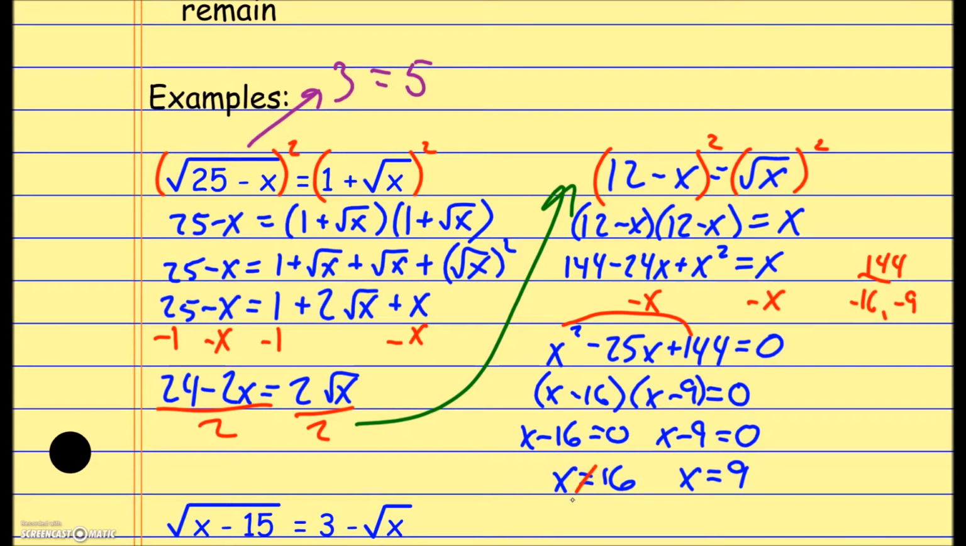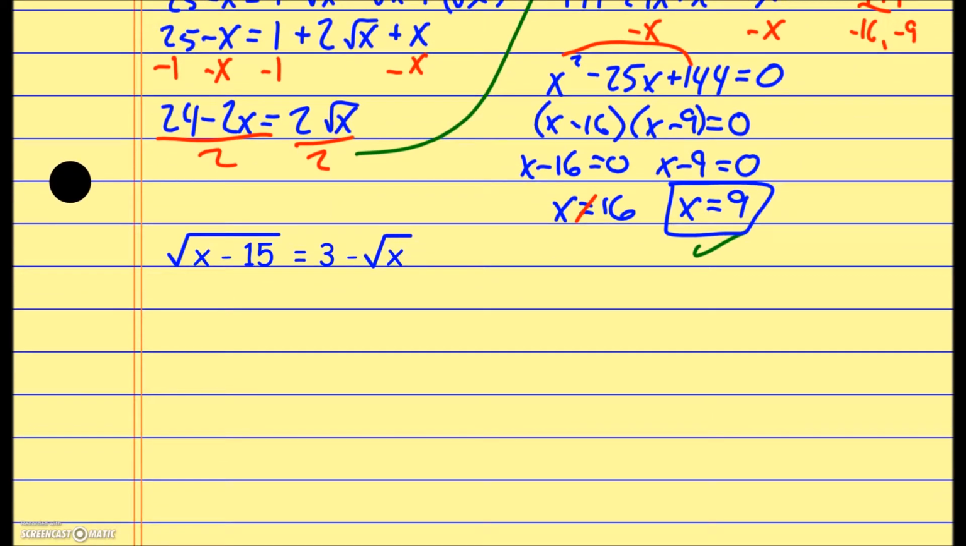So let's try the 9 instead. If I plug the 9 in, 25 minus 9 is a 16. The square root of that is 4. Over on the other side, I've got the square root of 9, which is 3, so I have 1 plus 3, which is also 4. So that one checks out, so this one works. So I only have one solution here, and it's x equals 9. So once again, make sure you plug these back in because you will get extraneous solutions, okay?